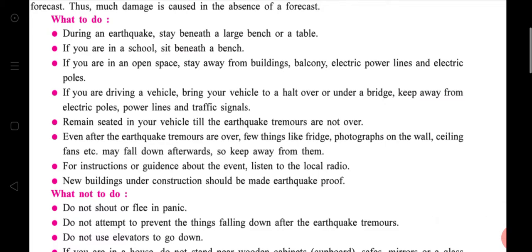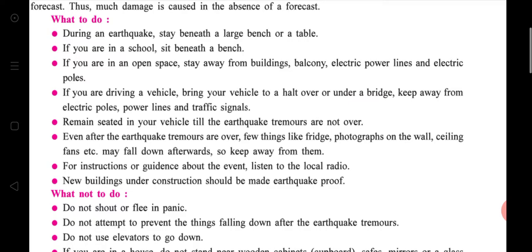Let's repeat it. During an earthquake, step beneath a large bench or a table. Go under the large bench or table. If you are in school, you can sit beneath the bench. If you are in an open space, please stay away from buildings, electric power lines, poles, etc. If you are driving a vehicle, stop and halt over or under a bridge and keep away from traffic signals, power lines, etc. And remain seated in the vehicle till the earthquake has stopped.